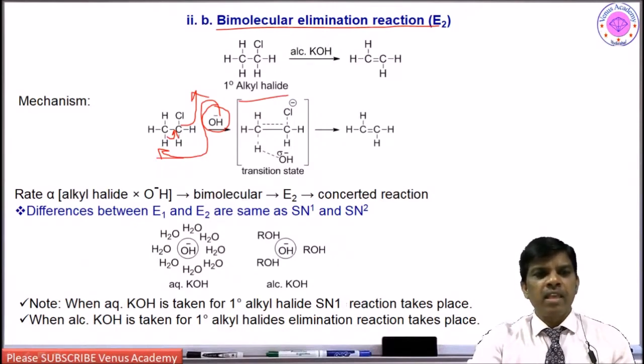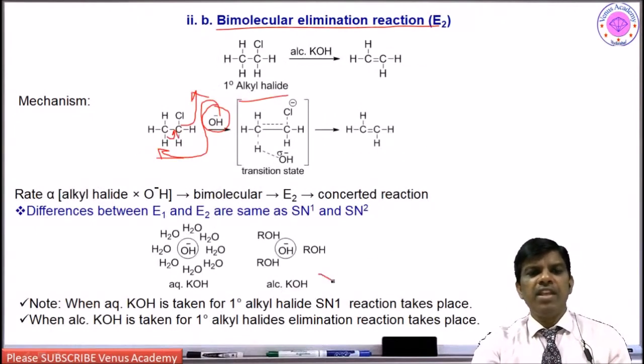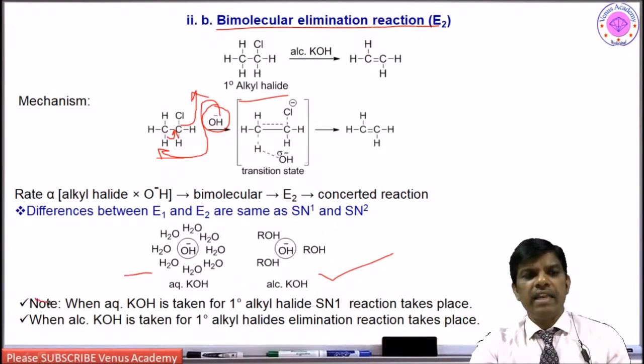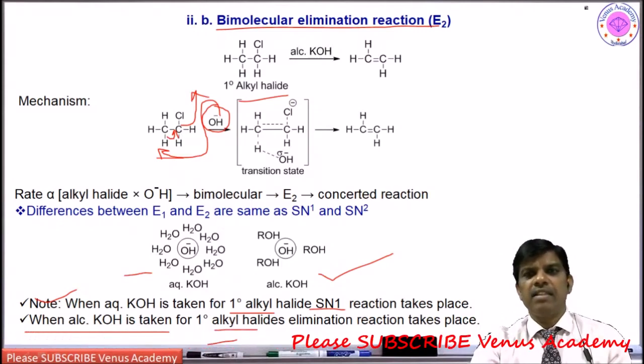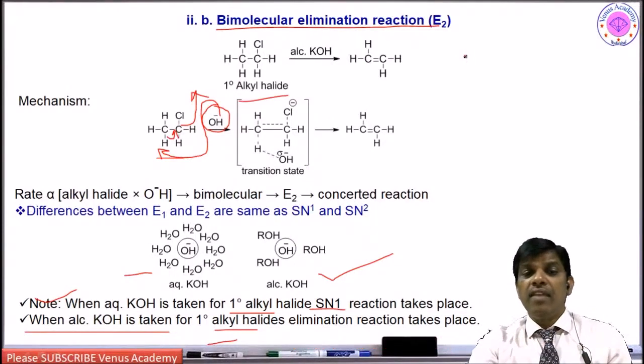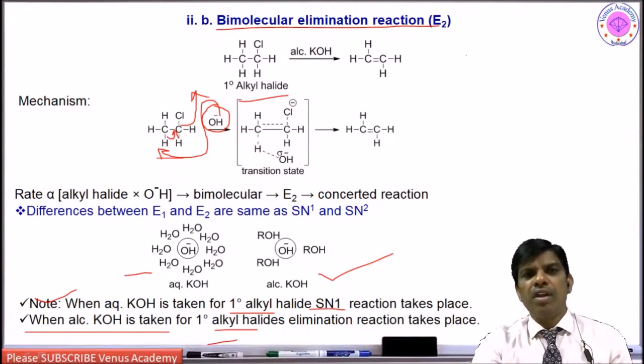Just now what I said, E1 elimination versus SN1 and SN2. With aqueous KOH, nucleophilic substitution takes place, and with alcoholic KOH, elimination takes place, right? When I take aqueous KOH with a primary alkyl halide, it undergoes substitution. When alcoholic KOH is taken with a primary alkyl halide, elimination takes place. SN1 is usually observed in tertiary alkyl halides, isn't it? So simply, not to confuse: alcoholic KOH, elimination; aqueous KOH, substitution.